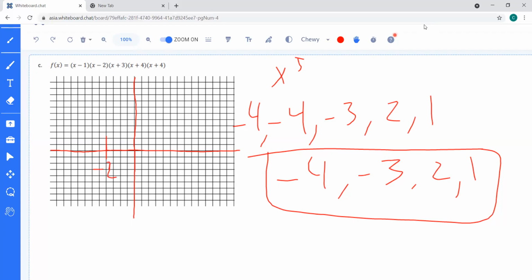That would be right here would be -4, 0, and let's go with 1 and 2 would be here. So -3 would be right here, right? So I know I've got to hit -3 and -4 and 2. So it's going to look something like this probably.